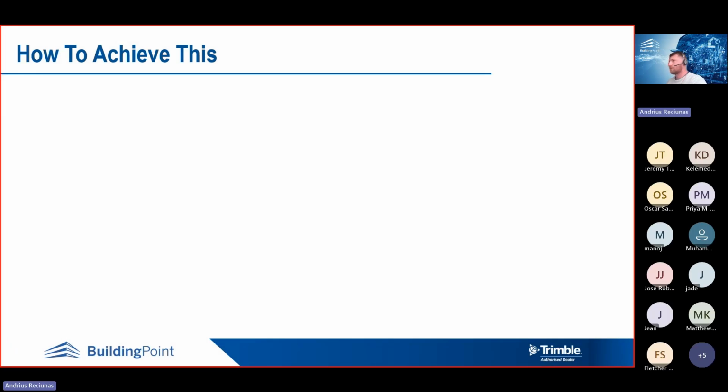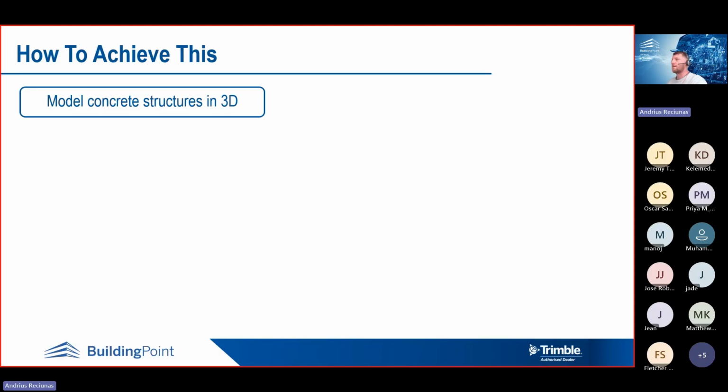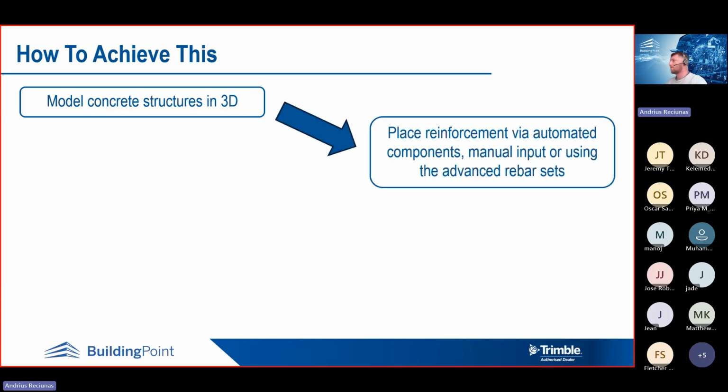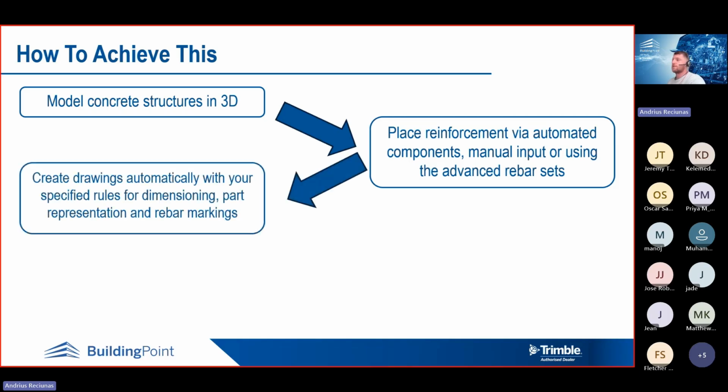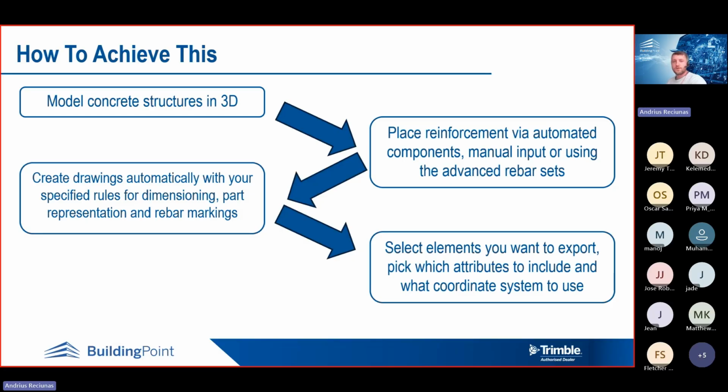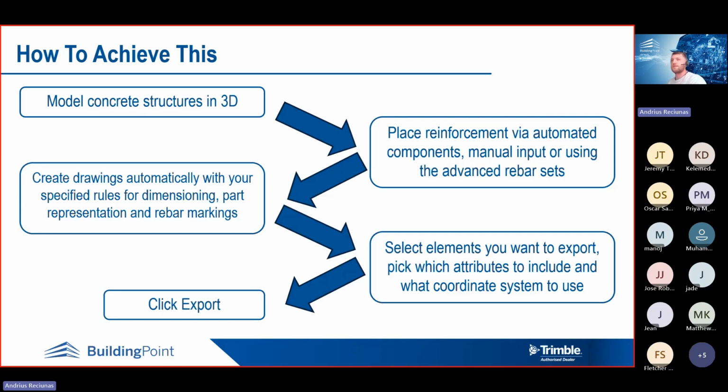So how to achieve that export? For those who haven't used Tekla Structures for, let's say, precast, it's plain and simple. Model a concrete structure in 3D, which we'll have a brief showing of after this. You place reinforcement via automated components, manual input, or using the advanced rebar sets, which we'll also cover. You create drawings automatically with your specified rules for dimensioning, part representation, and rebar markings. Select elements that you want to export for your IFC or reports, and then just click export. So a fairly simple, easy process. We'll try to cover most of these in a short demonstration.